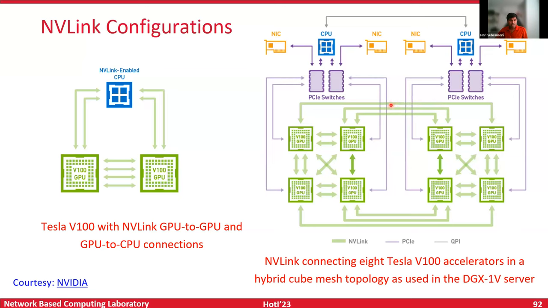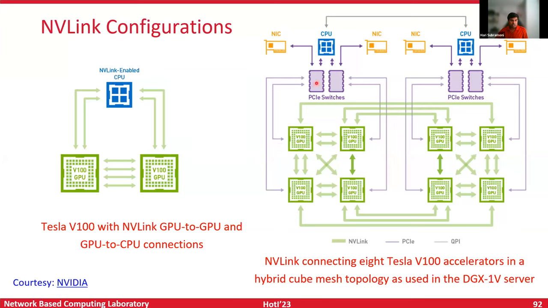You can also have NVLink in different kinds of network topologies. Each GPU will have about four to six different NVLink ports, depending on the generation of the graphics processing unit. So you could have GPUs interconnected, for instance, like this. This is how the V100 accelerators are connected in a DGX-1V server from NVIDIA. So most of the GPUs are interconnected using NVLinks directly.